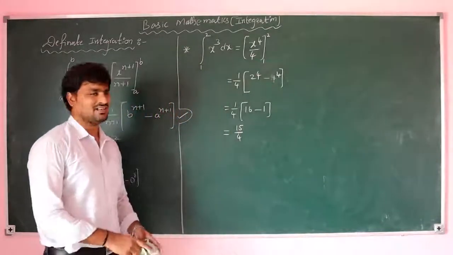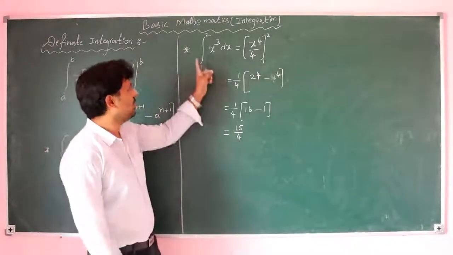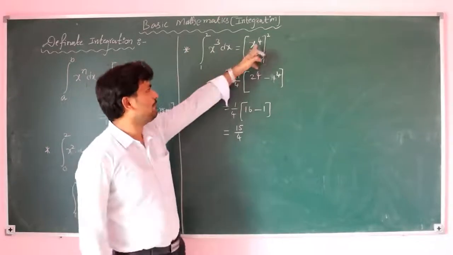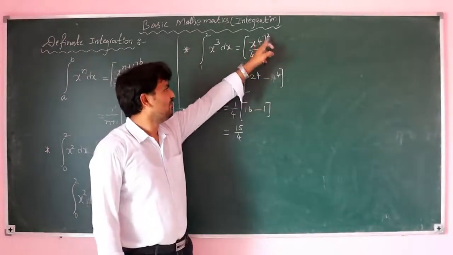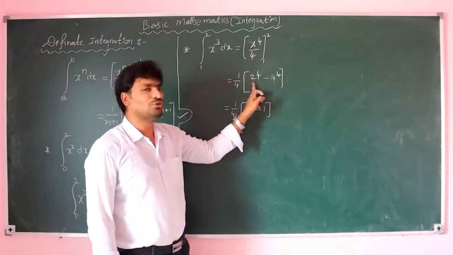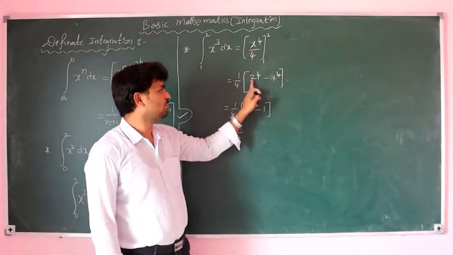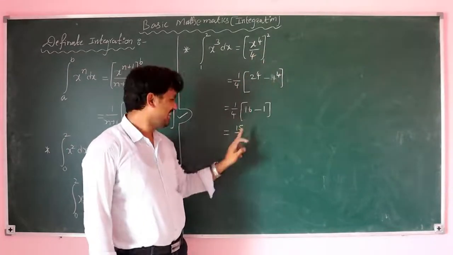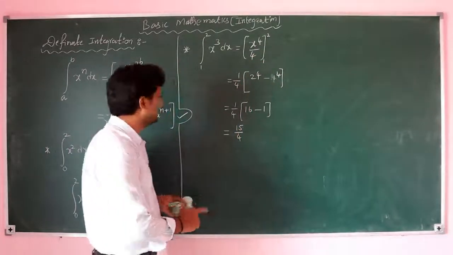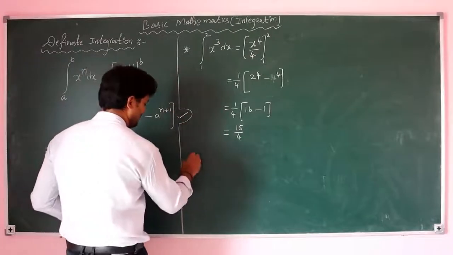What are the limits? X cube dx, from where to where? 1 to 2. Upper limit minus lower limit. So wherever upper limit, x place you have to put t power 4. 2 power 4, here 1 power 4. So like that we are writing. And let's see some more we will discuss.